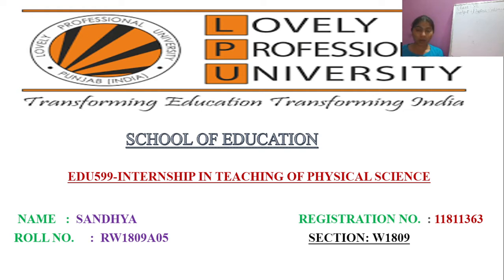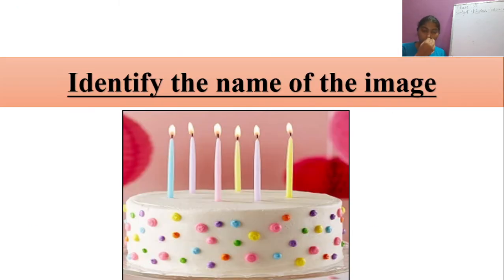Okay students? So students, I have something for you. What you have to do is identify the name of that object. So what is that in front of your screen? Do you see a cake, right? So we have a cake in front of you, right students? The candles are burning, right? And it's a white cake.